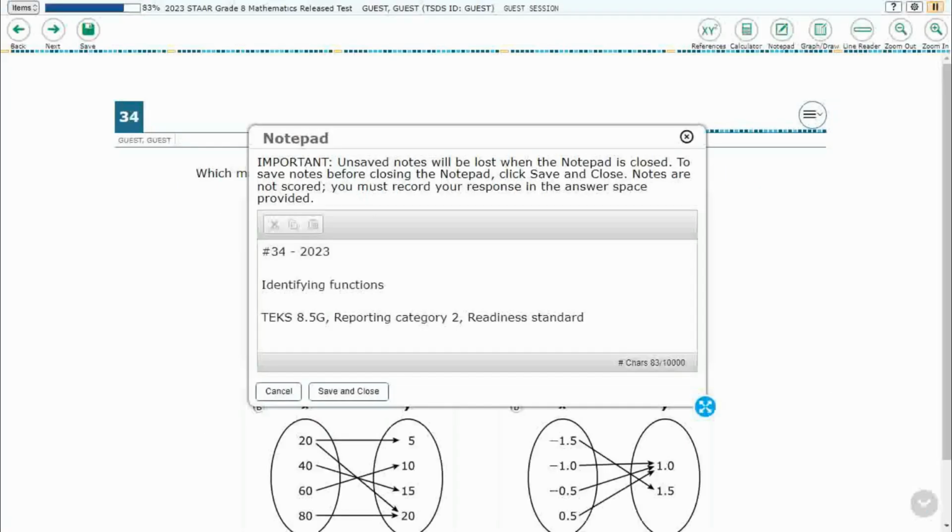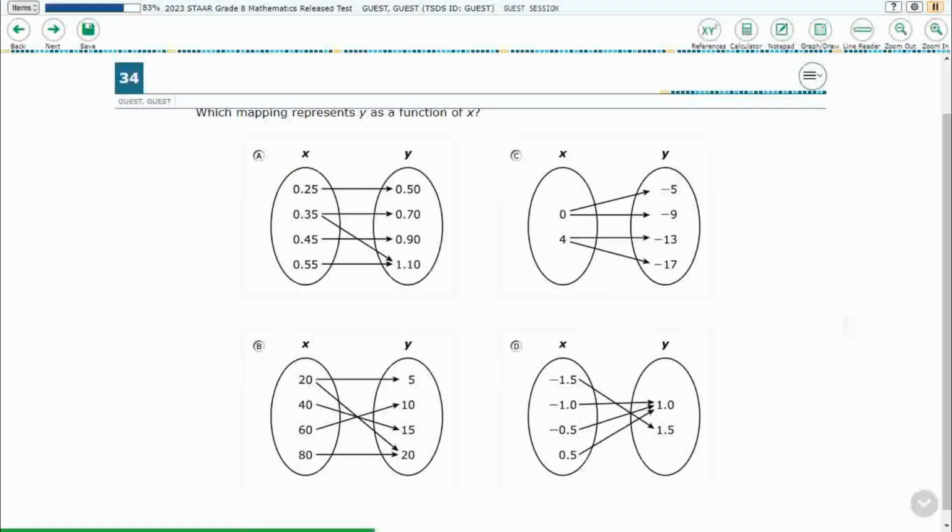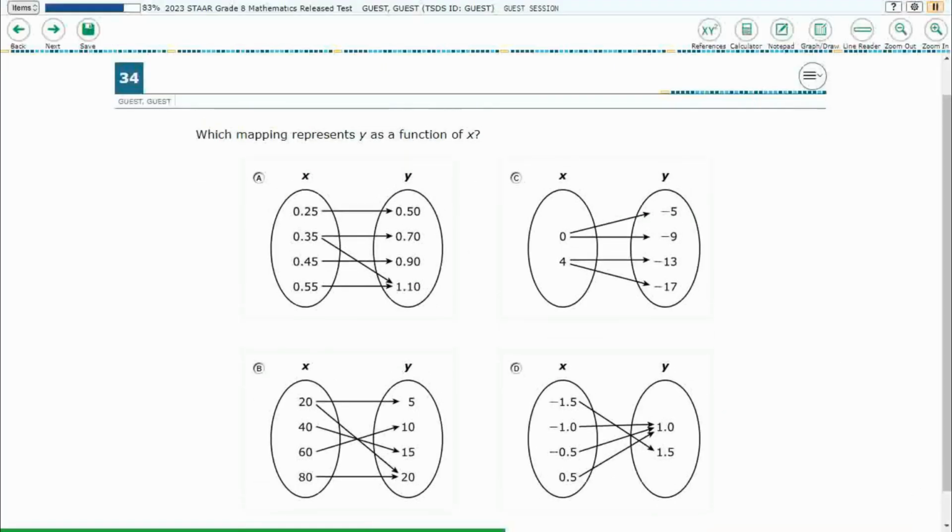For number 34, we are identifying functions. This is TEKS 8.5G, a readiness standard in reporting category 2. And we have mappings here. So if we know what a function is, then we are good to go.